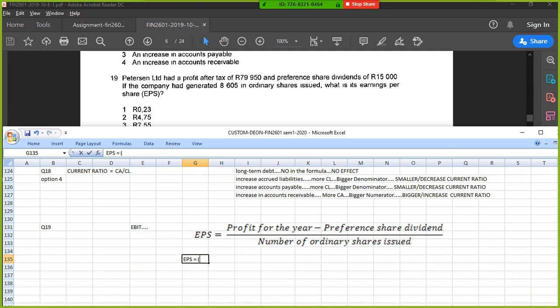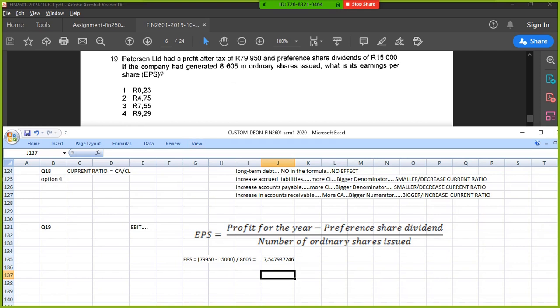Think about it. If you've reached the end of the year, what profit do you disclose to your shareholders? The profit before tax or the profit after tax? Well, that would be the profit after tax. Correct. So the profit for the year is the 79,950. Is there a preference share dividend in this question? Yes. Good. How many ordinary shares did we issue? 8605. Good. Type that into your calculator. The answer is 7.55 if you round off. That one's perfect.